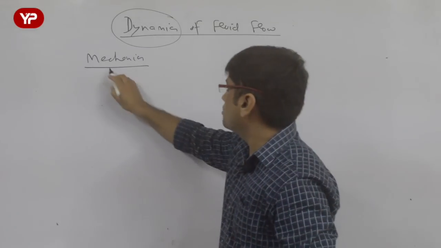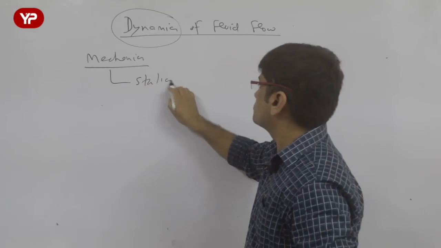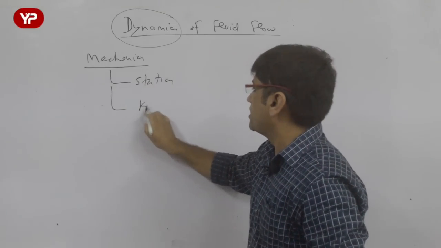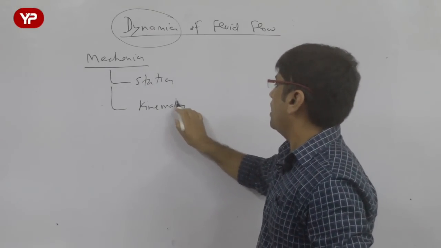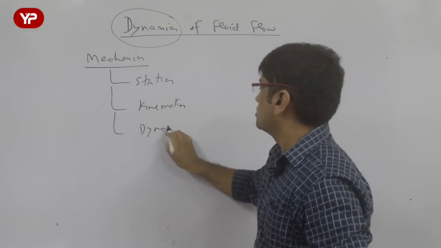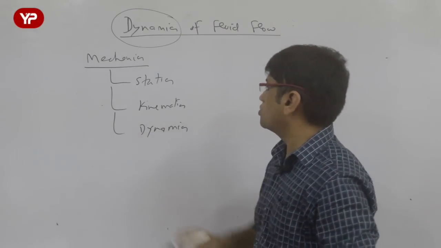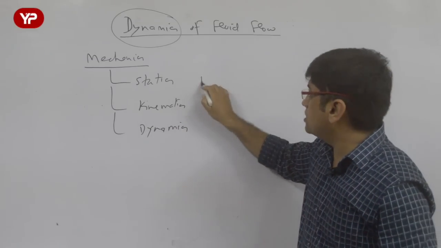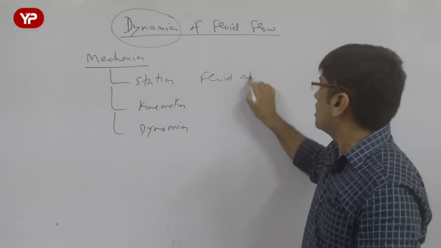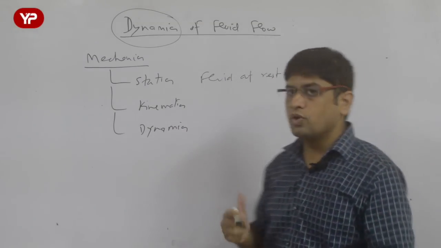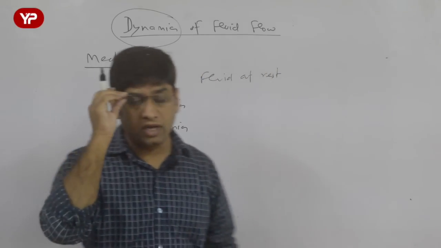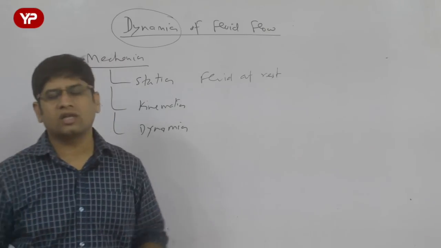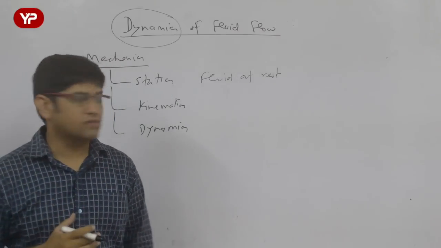Mechanics has three parts. One is called statics, another is called kinematics, and the third is called dynamics. In the beginning lecture I have already discussed with you the meaning of these three. Statics means when the fluid is at rest. That means the fluid is not flowing, it is at rest. Something like a fluid in a reservoir or dam, that is a part of statics.